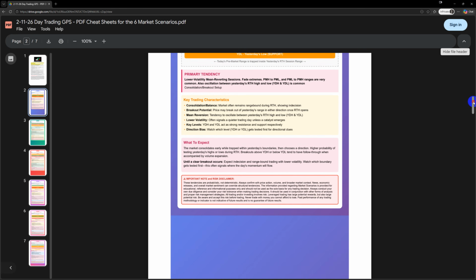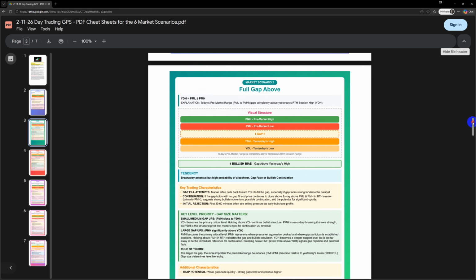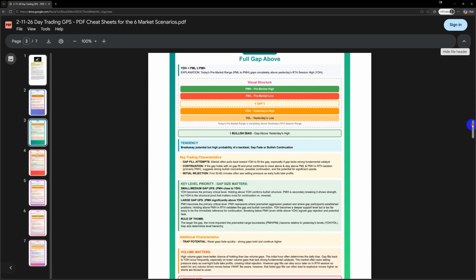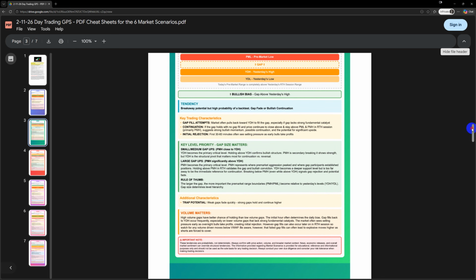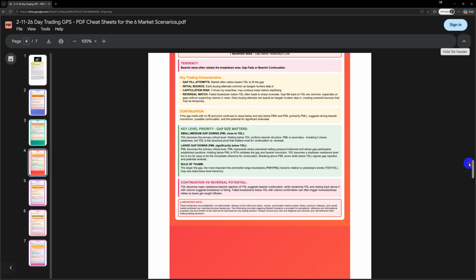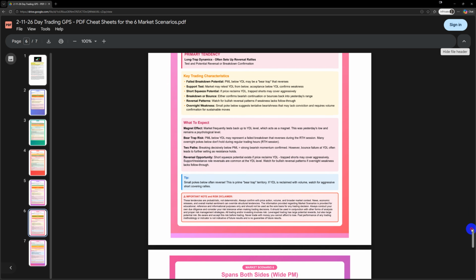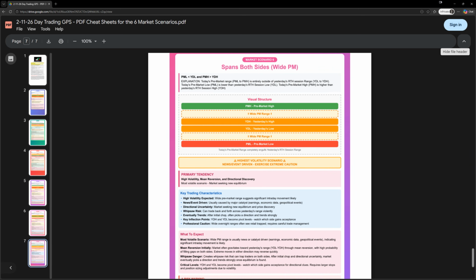These can come in handy for either studying offline, or you could download them to your computer and put them up on a separate monitor, or you could simply download them, print them out, and keep them next to your keyboard. As you can see here, we have market scenario 6. This is the highest volatility scenario of all of the 6 market scenarios.